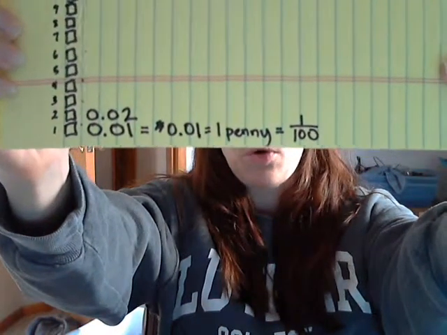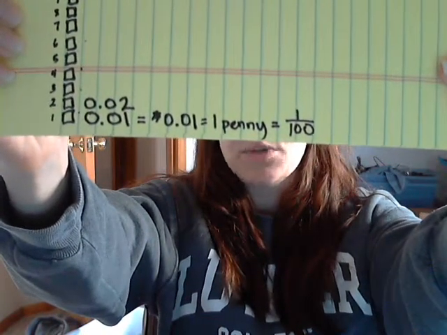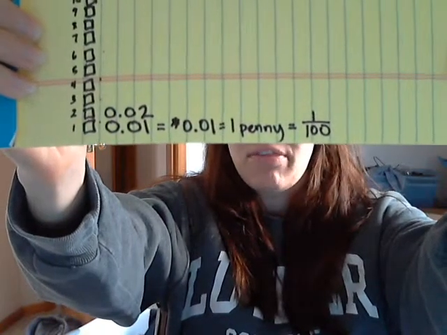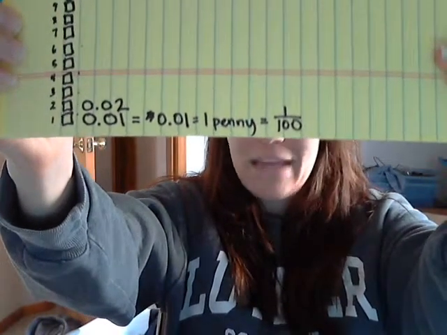Then I'll write my 1 penny and my fraction equal to 1 penny is 1/100. Go ahead and write the same thing on your whiteboard. 1/100th equals 1 cent equals 1 penny equals 1/100th. Or 1 out of 100.